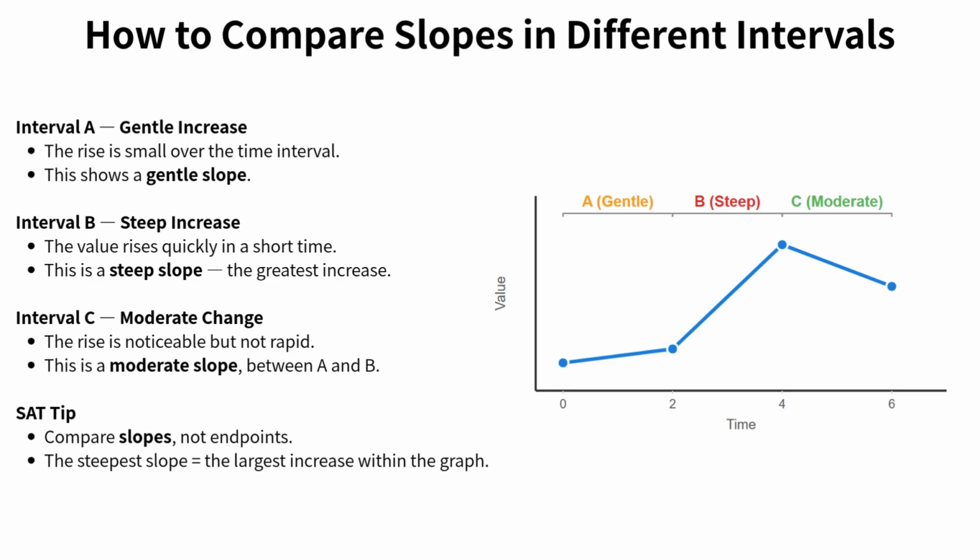On the SAT, remember this rule. To find where the graph increases the most, don't compare the final heights, compare the slopes within each interval. The interval with the steepest slope shows the largest increase.